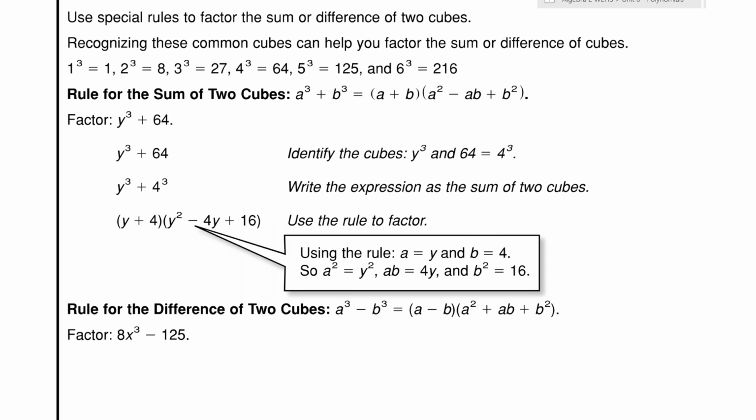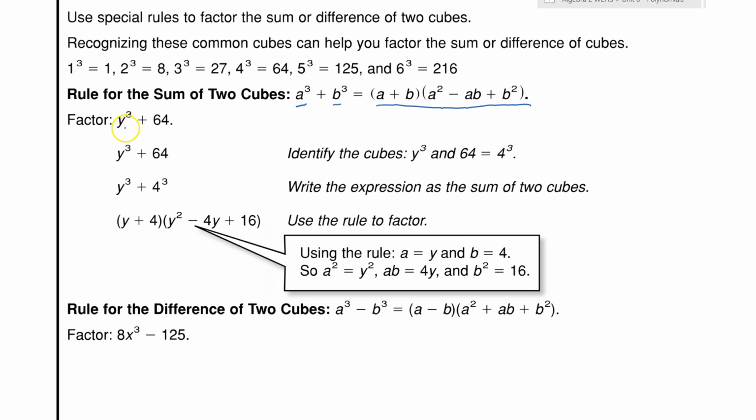So now another technique for factoring is the rule for the sum of two cubes. And here we have a to the third power plus b to the third power. And here is the formula. We have a plus b. That's in parentheses. And then we have the parentheses a squared minus ab plus b squared.